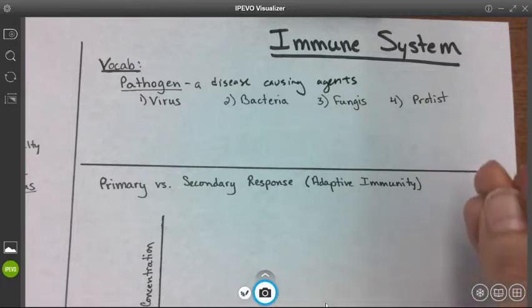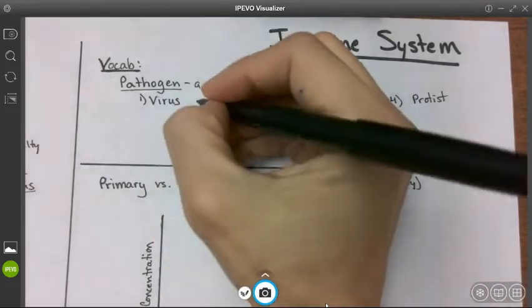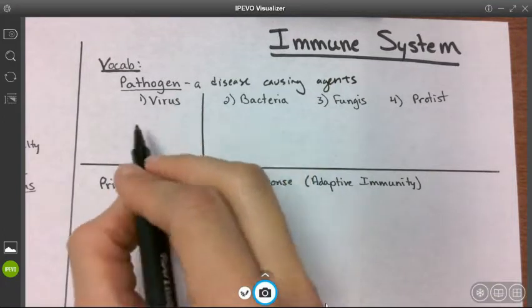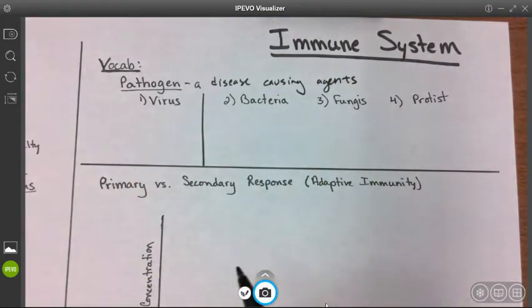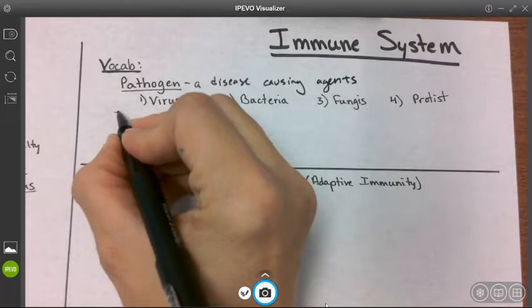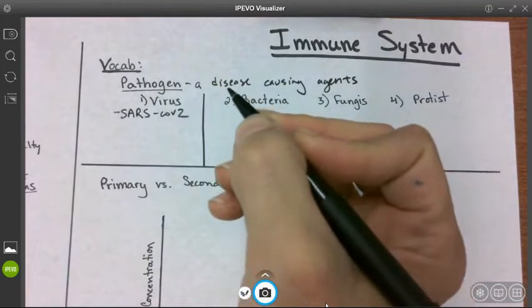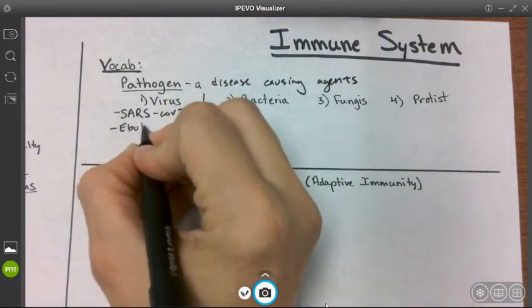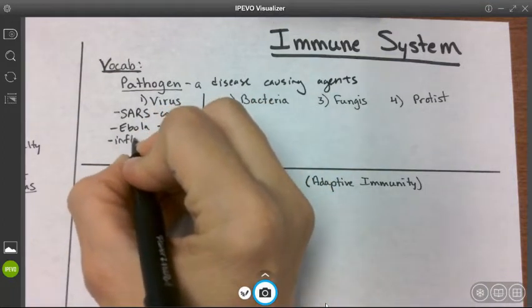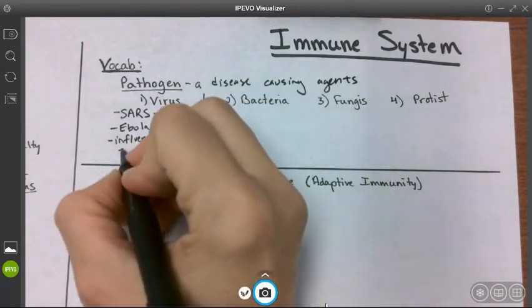There are many different types of organisms that can cause disease, including bacteria, fungi, and protists. Viruses can also be pathogens and cause disease. Viruses are considered non-living because they don't have a cell membrane, and they need host cells in order to replicate. There's all sorts of things that are viruses. SARS-CoV-2, which we know as COVID-19, that's a virus. Ebola is a virus. Zika is a virus. Influenza is a virus. The common cold is a virus. HIV is a virus.